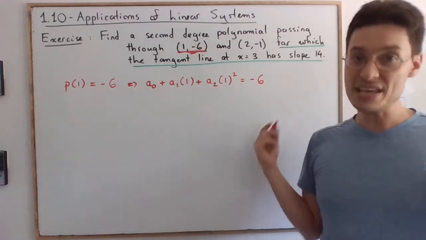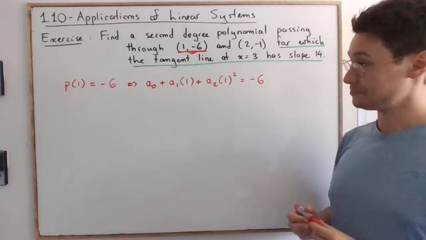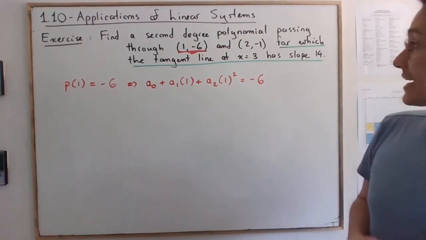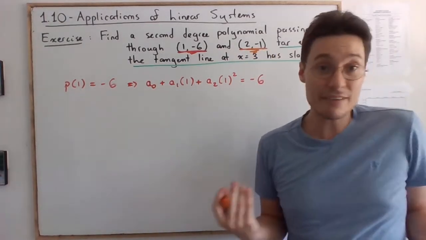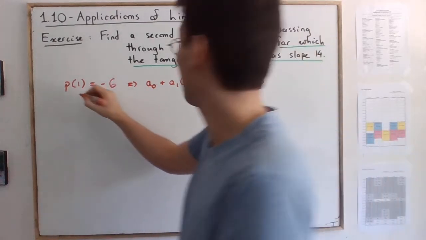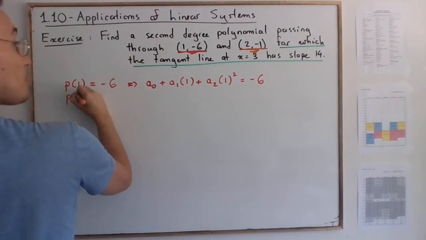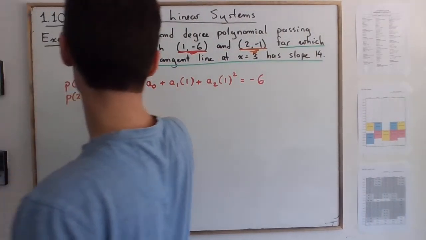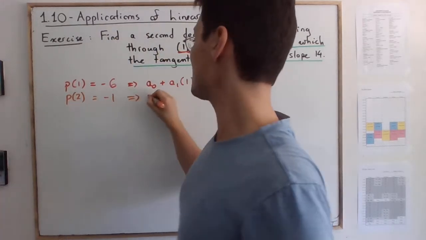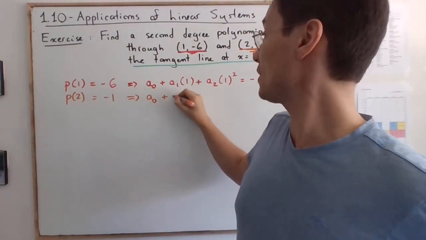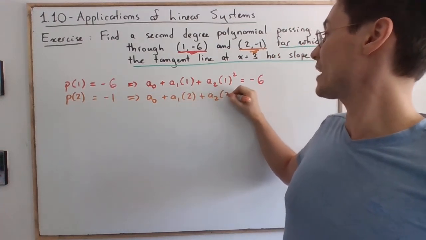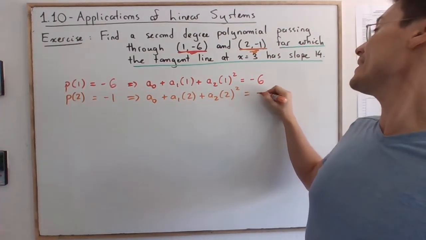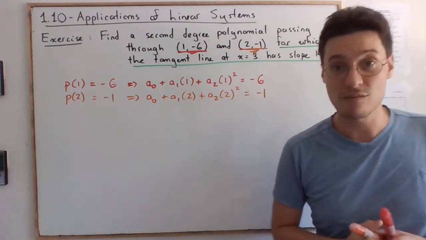So this is the first equation. The second equation is given right here, and it's exactly of the same type, so most of the time you have no problem with this. p of 2 is equal to -1 means that this same polynomial, a0 plus a1 times 2 plus a2 times 2 squared, is equal to -1.